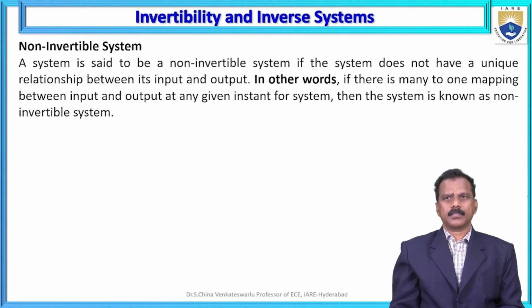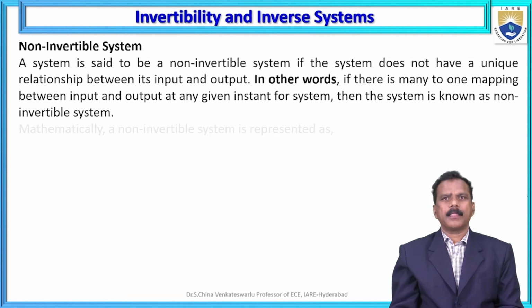a system is said to be non-invertible if the system does not have any relationship between its input and output. Or we can consider it this way: if there is a many-to-one mapping between input and output at any given instant for the system, then the system is known as a non-invertible system. Or we can consider what we call an inverse system, where an inverse system is nothing but an invertible system.